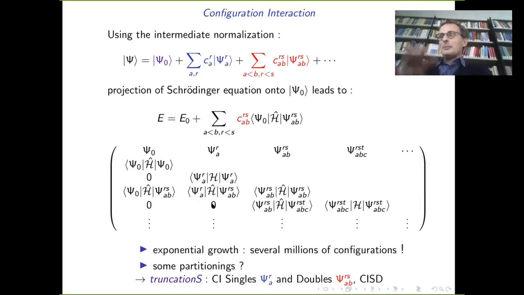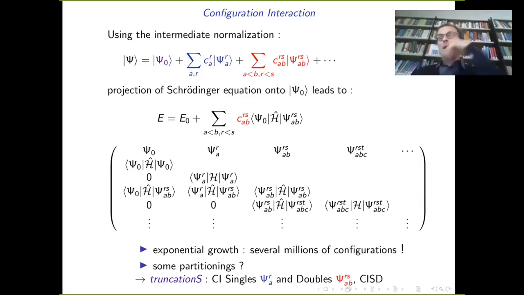The problem still is that the size of the matrix grows exponentially, because the number of ways you can accommodate electrons in a given set of molecular orbitals has exponential growth. And you can rather easily, even on small systems, reach up to several millions of configurations. So by no way can you diagonalize such a matrix using standard exact diagonalization techniques. So some tricks have to be found, and some elements have to be introduced in order to retrieve what was missing, strictly speaking, the so-called correlation energies.